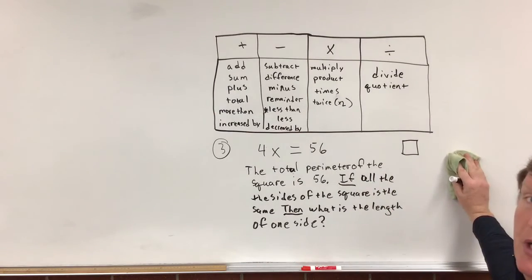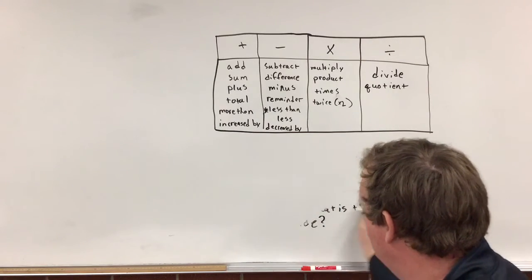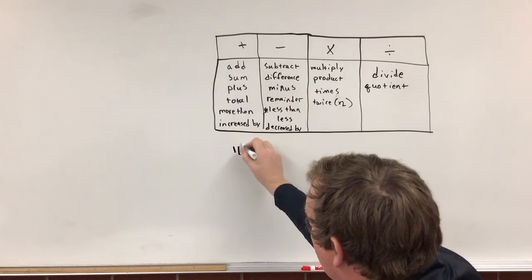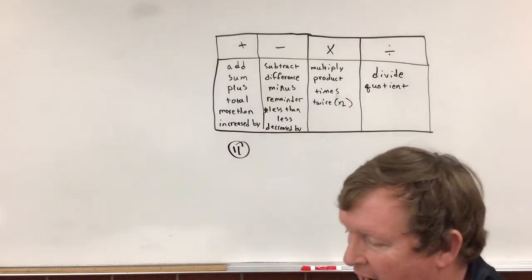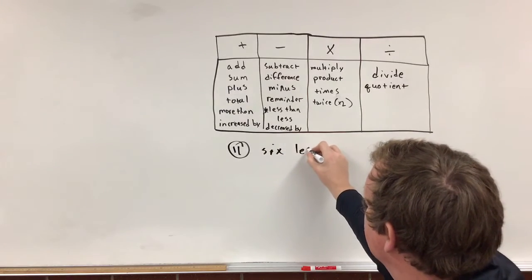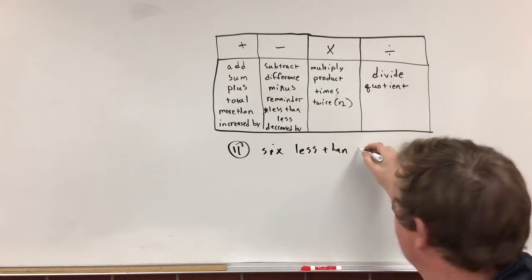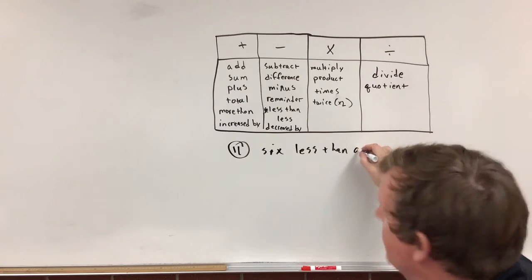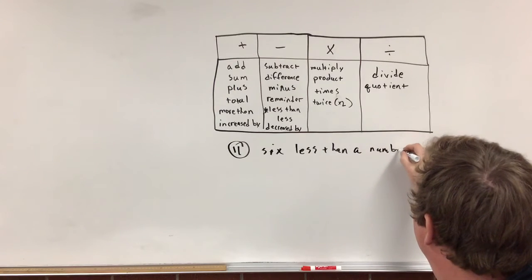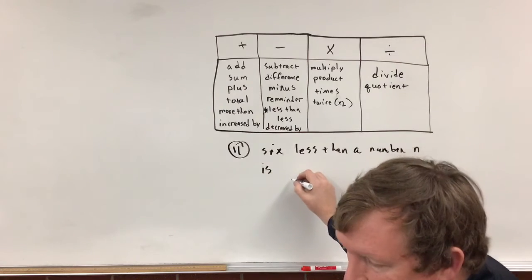Okay, I left that one up there long enough for you to do number 3. All right, number 11. Let's look at number 11. Okay, and I picked a good one too. So this one says 6 less than a number n is 17.